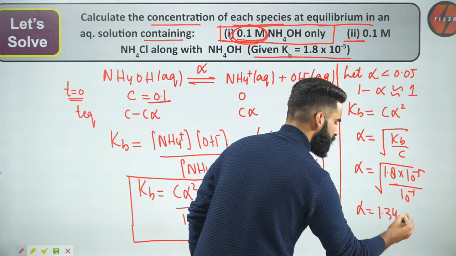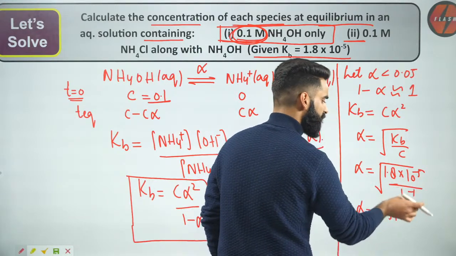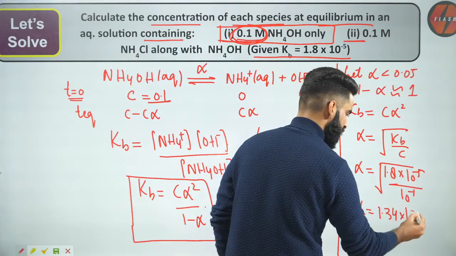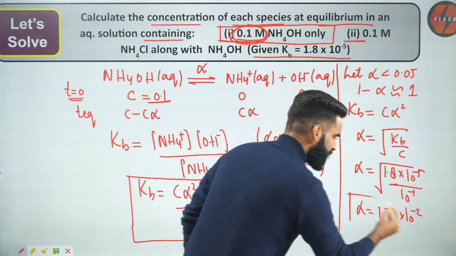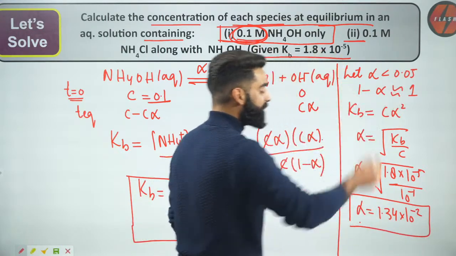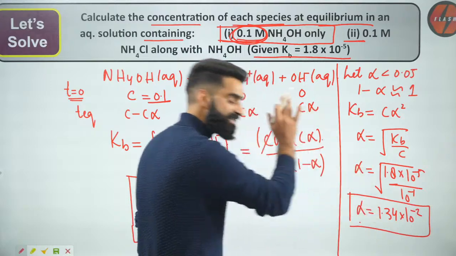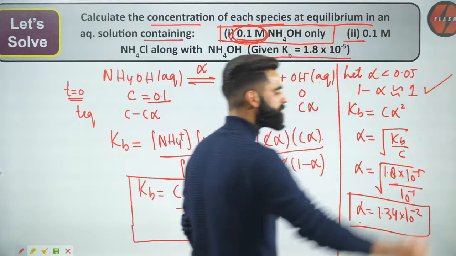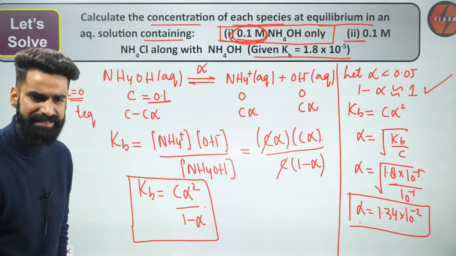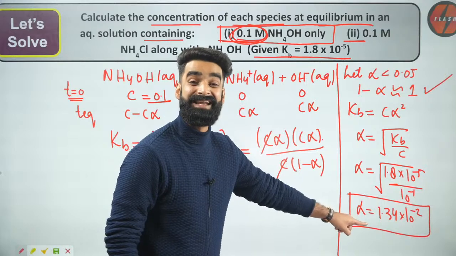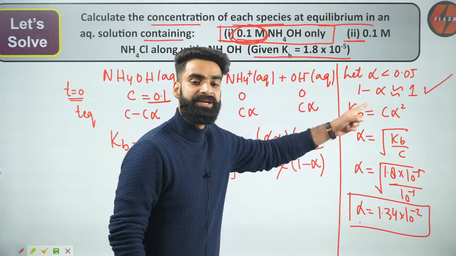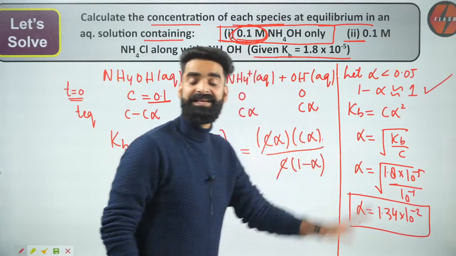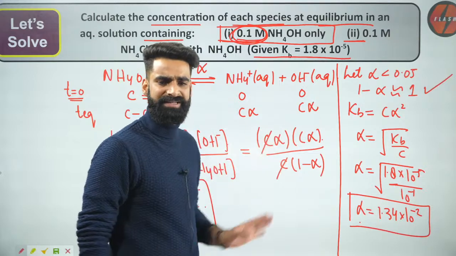Remember, it is 1.34 multiplied by 10 power minus 1 will go up, so it's going to become root of 10 power minus 4, which is going to be 10 power minus 2. So people, are you getting alpha value actually to be less than 0.05? Yes, you are getting the alpha value actually less than 0.05. So whatever neglection we have done right here is absolutely correct. If alpha value was not coming as less than 0.05, that means whatever neglection we had done in the beginning was wrong. But right here, alpha value is actually coming as less than 0.05, so whatever neglection I've done is absolutely correct.